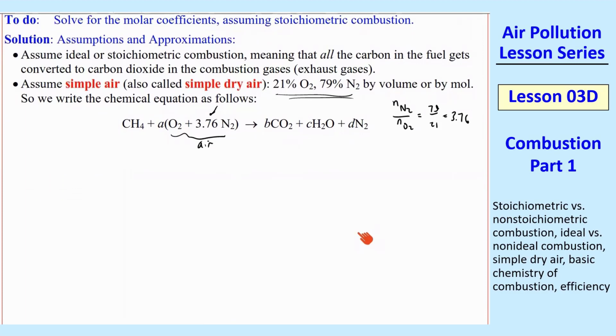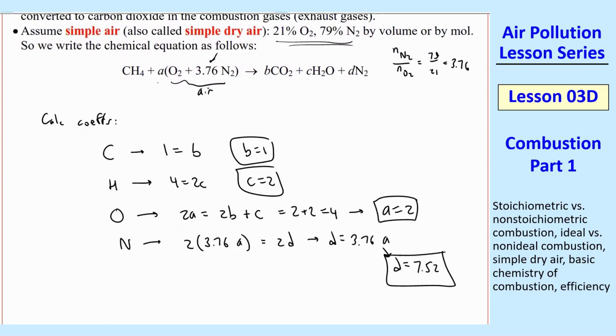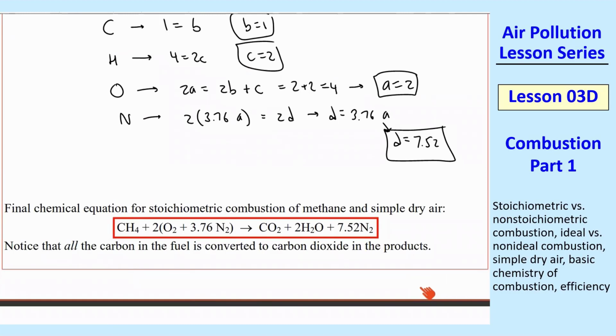Let's figure out how we can do this. This is a review of what you've done previously. So let's calculate these coefficients, these molar coefficients. You take each of the elements and work out the algebra. It's stoichiometric, so all of the carbon here has to go to CO2. So there are no other molecules in here that have carbon in them. Therefore, for ideal or stoichiometric combustion of methane and simple dry air, we have this solution, which is our final answer. And note that all of the carbon in the fuel has been converted to carbon dioxide in the products.